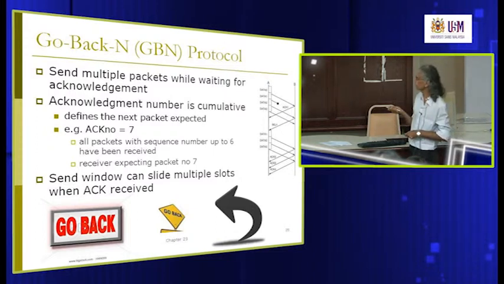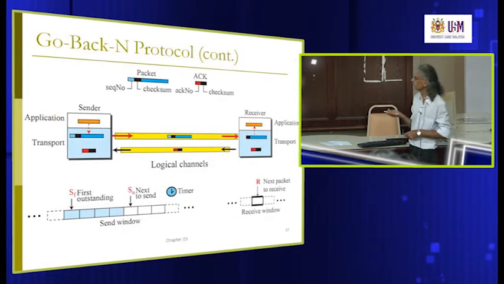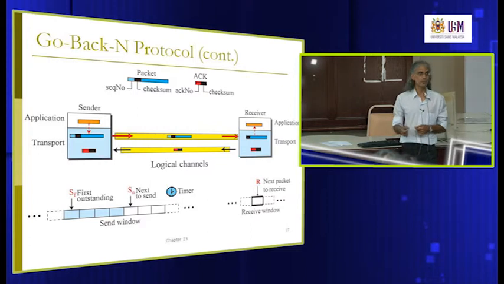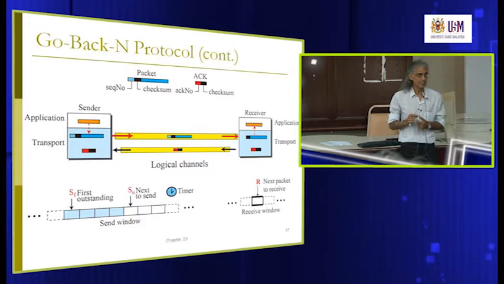So the send window can slide multiple slots when acknowledgement is received. Right? So this is what you're going to do. In this case, our send window will be bigger now. It will have multiple slots because we can send multiple packets at the same time. But the receive window will still be one because we're going to reply only one acknowledgement.